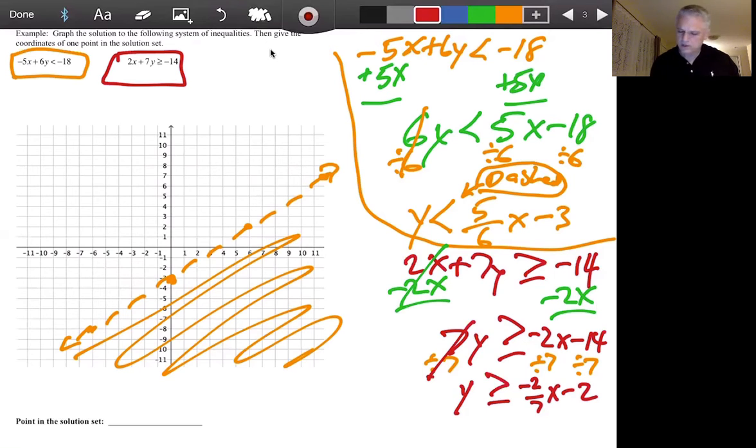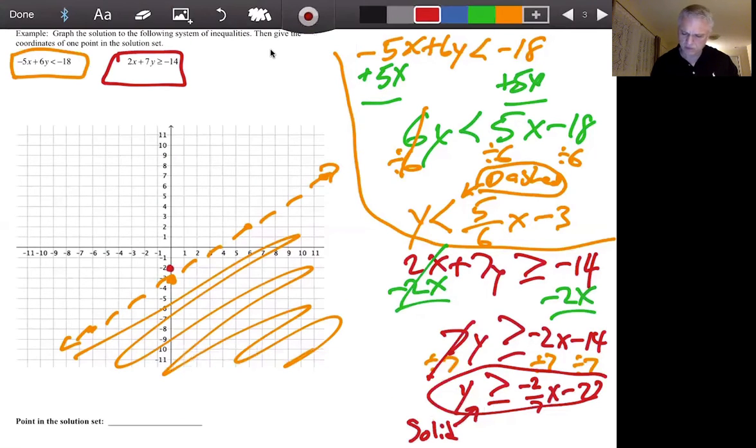So let's graph this. Okay, first off, is it going to be solid or dashed? Well, it's greater than or equal to, so it's going to be solid. Okay, so we're going to start at our y-intercept of minus 2. So we'll go to negative 2.